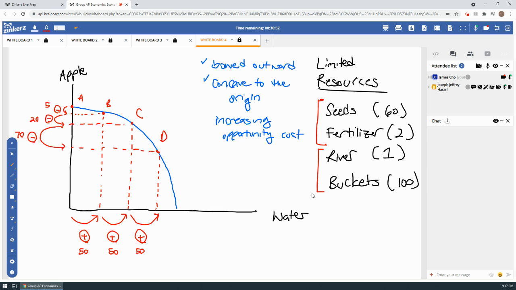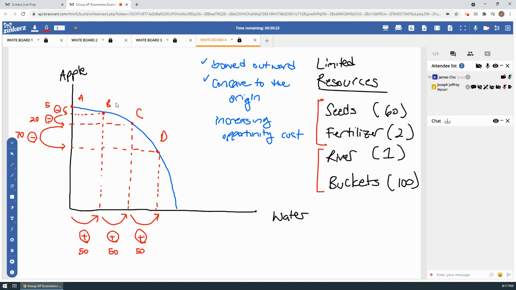So I have a question. If the only thing stopping me from having unlimited gains is the limited resources, then if the limited resources don't contradict each other, why can't I have the maximum amount of apples and the maximum amount of water without one taking from the other?